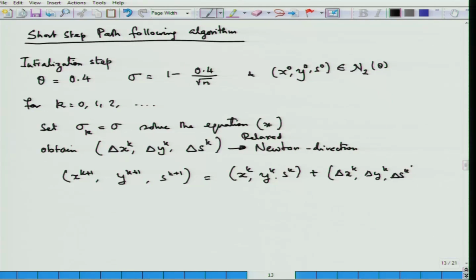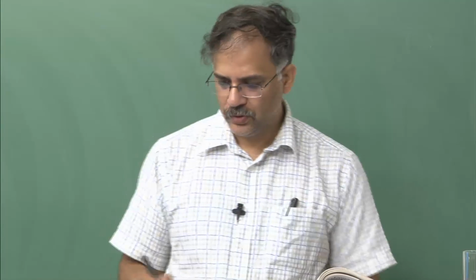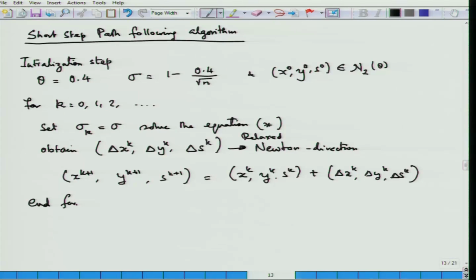so this is how you keep on doing, and this is your basic algorithm, and you end the for loop. So, you keep on doing this till you have tau less than epsilon, epsilon has to be put in as per your requirement, end for. So, this is the short step path following algorithm.